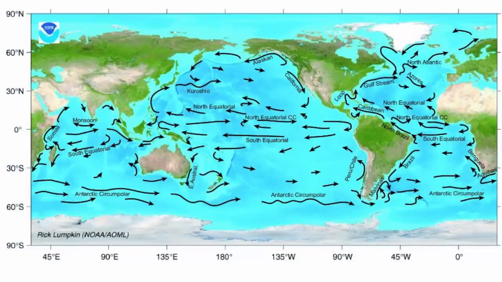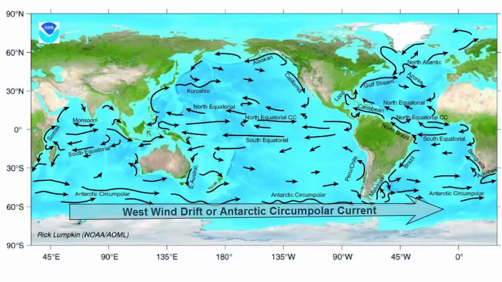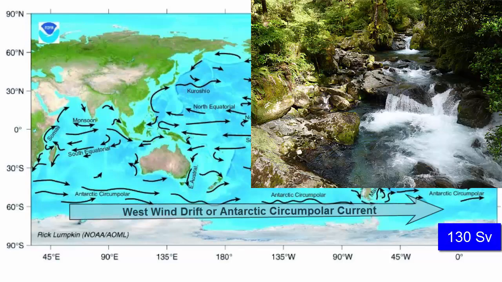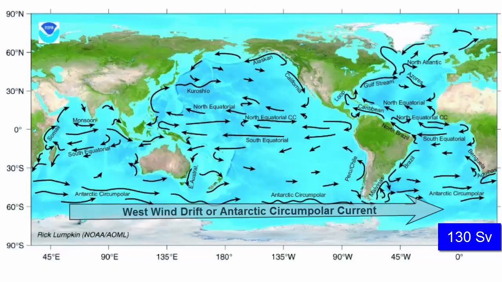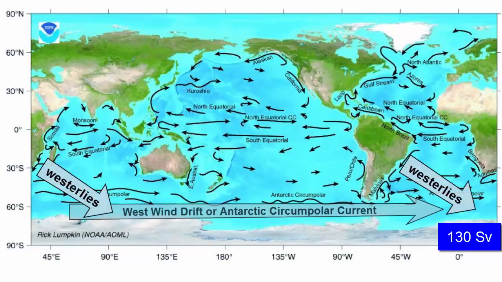The largest volume surface current in the world's oceans is the west wind drift, or Antarctic circumpolar current. It moves 130 million cubic meters of water per second. That's 130 times the amount of water flowing through all the world's rivers combined. The west wind drift is caused by the westerly winds that move from the west towards the east across the 30 degrees south to 60 degrees south latitudes. Around Antarctica, these winds are not impeded by land obstacles, so they are able to get quite strong and move a large amount of water.